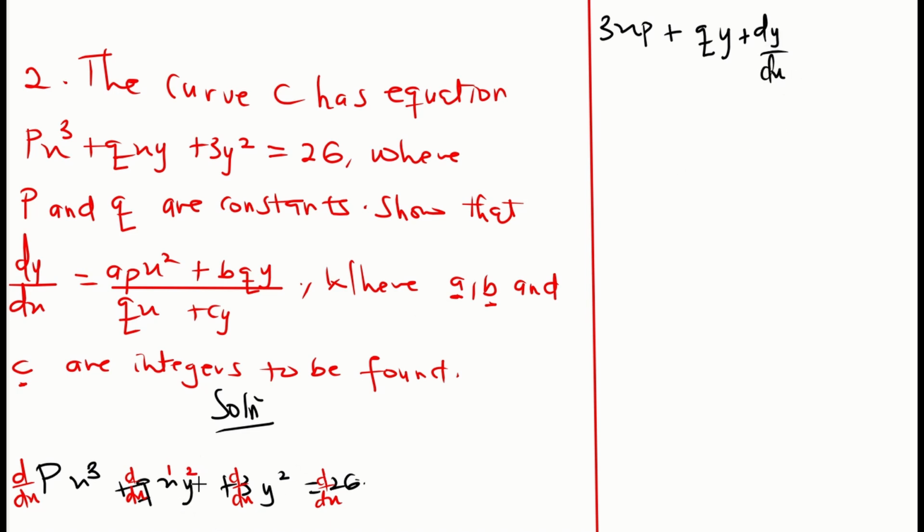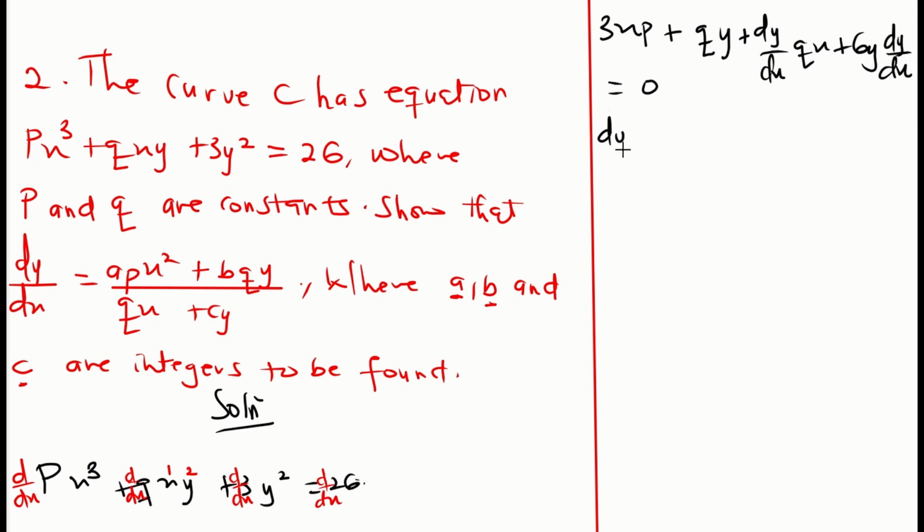multiplied by my first term here, qx, and plus the derivative of this, which is 6y dy/dx. All this is equal to the derivative of the constant 26, which is 0, because it's a constant. The derivative gives us 0.